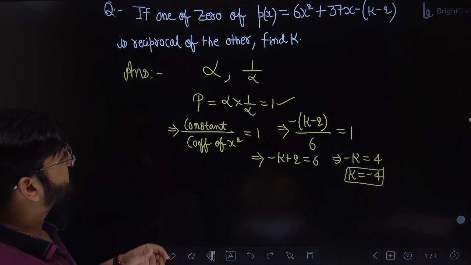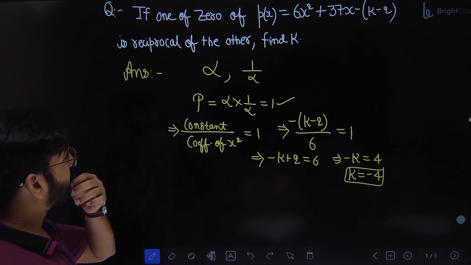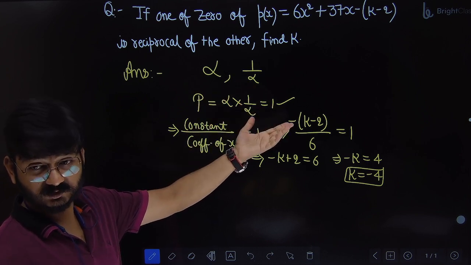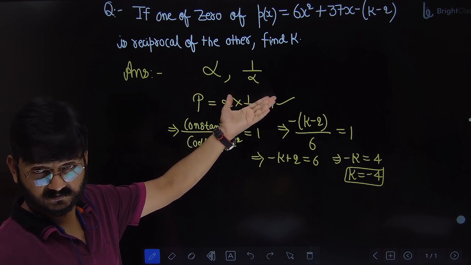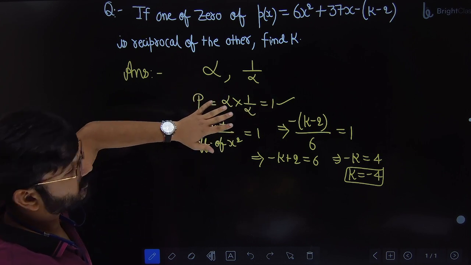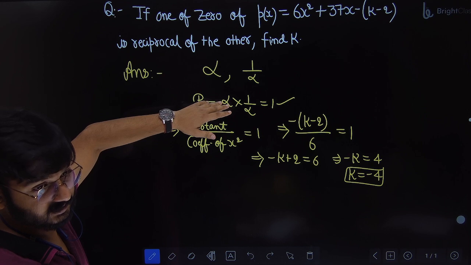You can solve by using sum also, but what will happen? When you add, you will get a quadratic equation, so the calculation will be lengthy. So why do you want to go by a lengthier method? In this case, you can't solve by sum. It's not possible in this case.